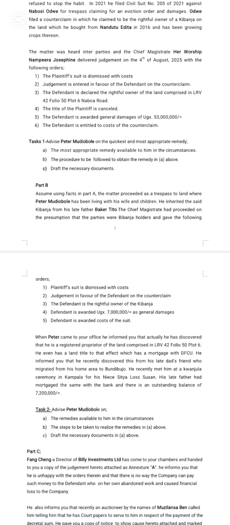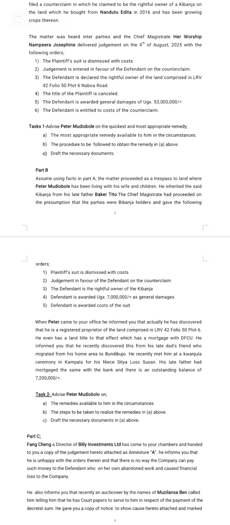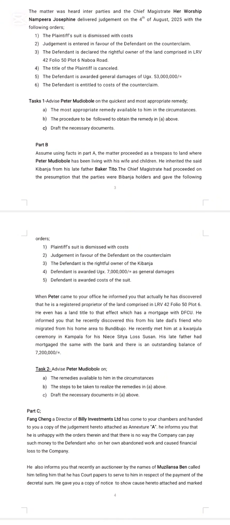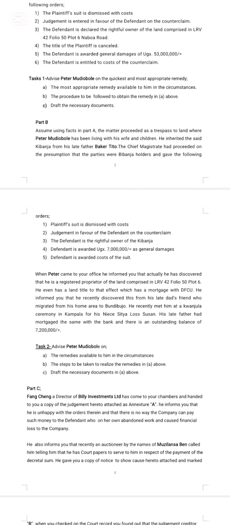The plaintiff's suit is dismissed. Judgment is entered in favor of the defendant. The defendant is declared the rightful owner of the land. The title of the plaintiff is cancelled. The defendant is awarded general damages of Uganda shillings 53 million, and the defendant is entitled to costs of the counterclaim.